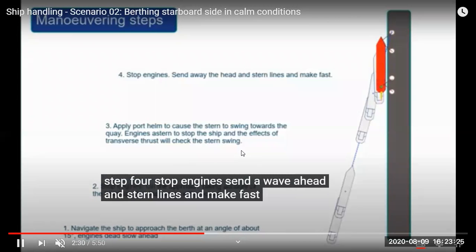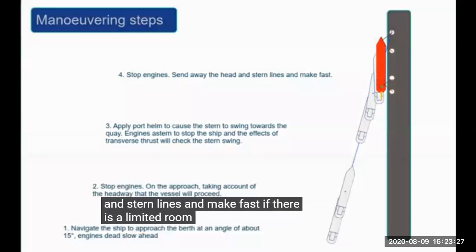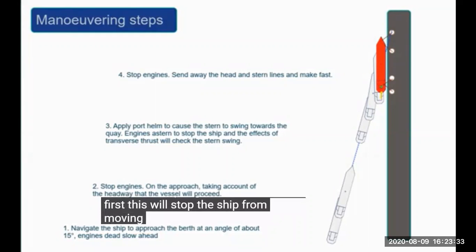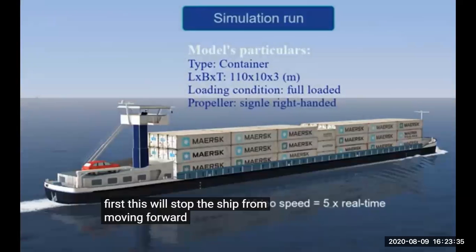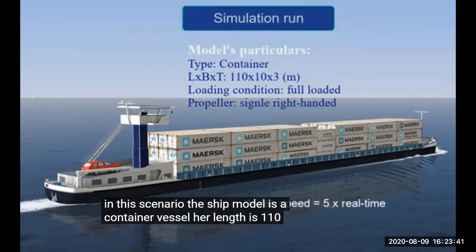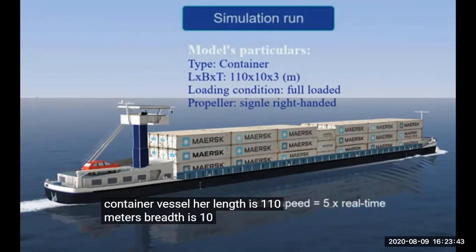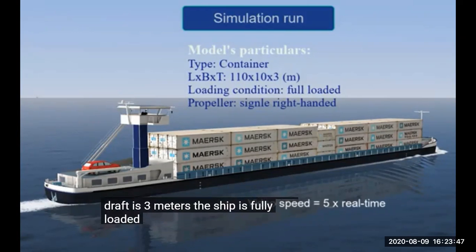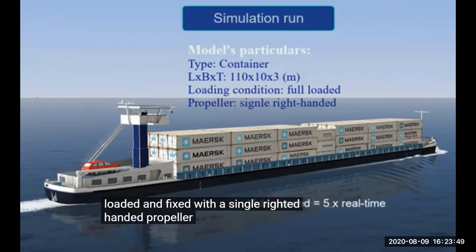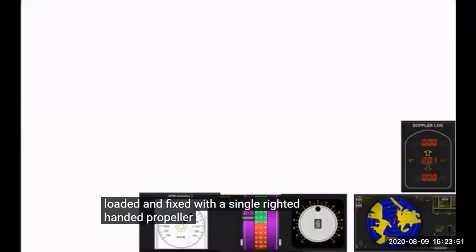So quite simple, and there will be a limited headway room for the forward spring line. You can send the forward spring line first on the starboard side because the ship should not go ahead of the jetty. So same dimensions of the ship, container ship 110-10-3, fully loaded, draft of the ship is 3 meters, and right-handed propeller.